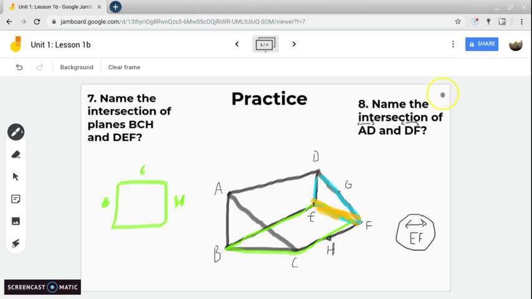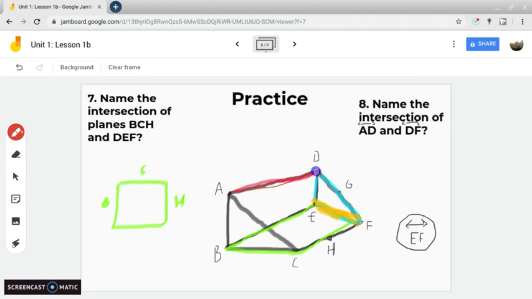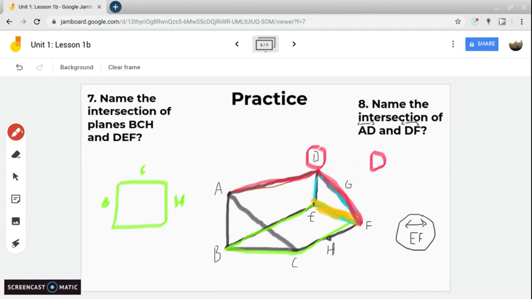Alright, now this one, number 8. Name the intersection of lines AD and DF. That's where they connect. Alright, in red I will show those lines. AD, DF. Alright, they connect at point D. All you have to write is D. You could say point D, but you can just say D.